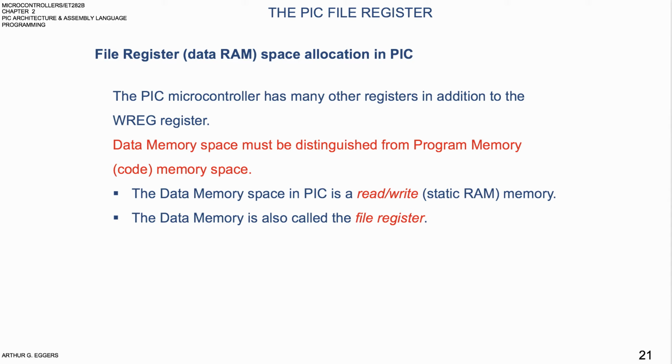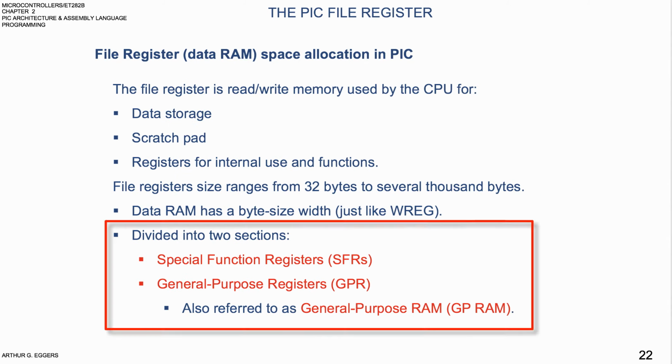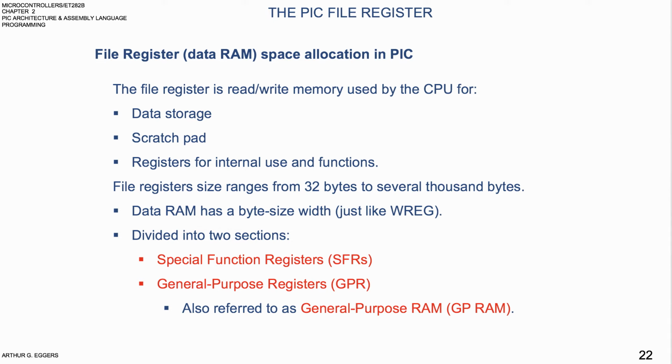The file register data RAM in PIC is divided into two sections. The two sections then are the special function registers, the SFR, and the general purpose registers, GPR, and we introduced those some time ago. The general purpose register section is also referred to as the general purpose RAM or GPRAM section. So we'll take a look at each of these individually.